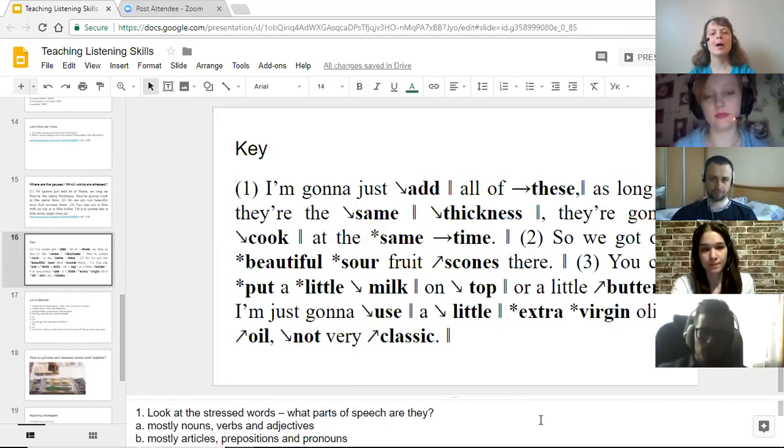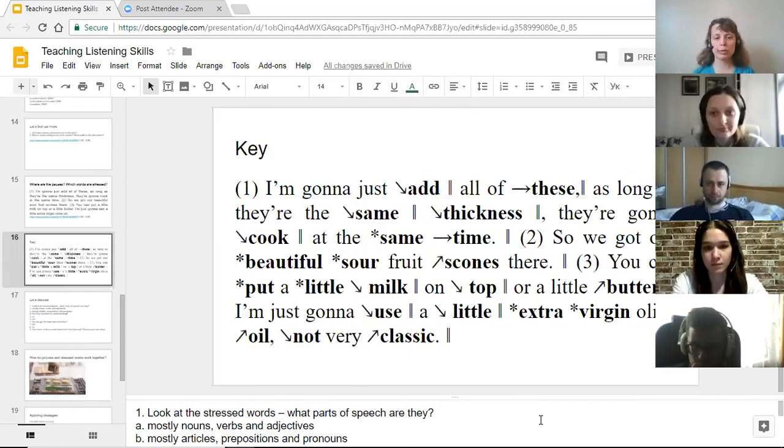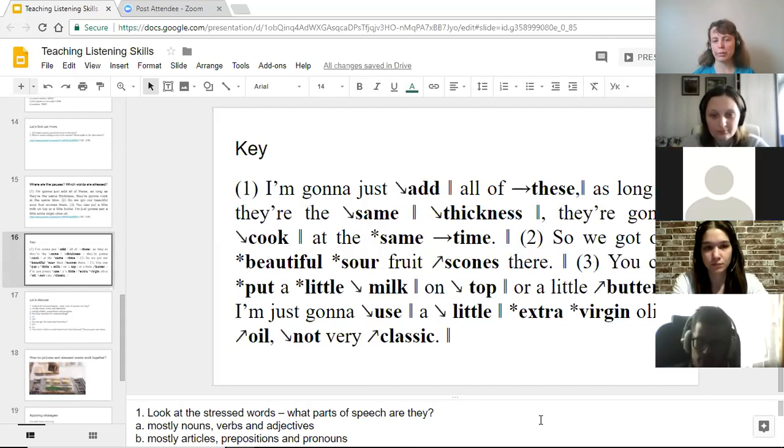So the questions here. You can see the questions below. Let's look at the stressed words. Add, these, same, thickness. What parts of speech are they? Are they nouns like table, book, verbs like go, run, adjectives like big, small, or are they articles like a, the, prepositions on, in, pronouns I, me, him? What do we have? Nouns, verbs, and adjectives as same, time, milk, top, put, classic, or articles, prepositions, and pronouns. Is it A or B? What is stressed?